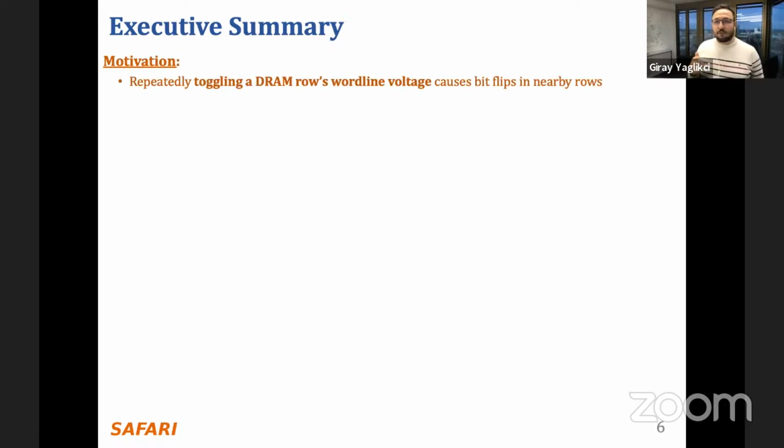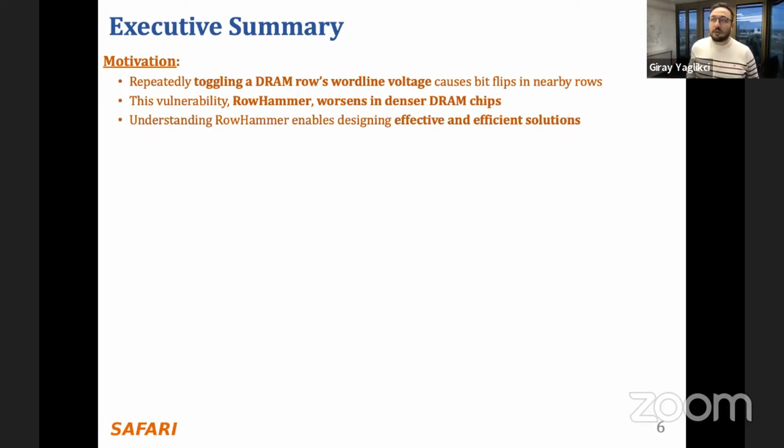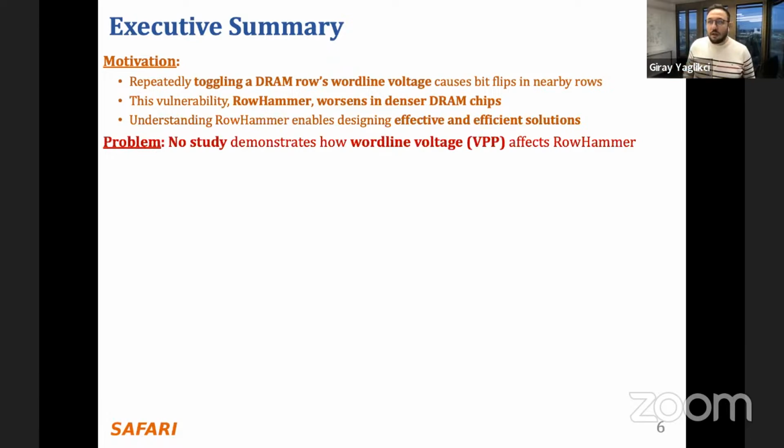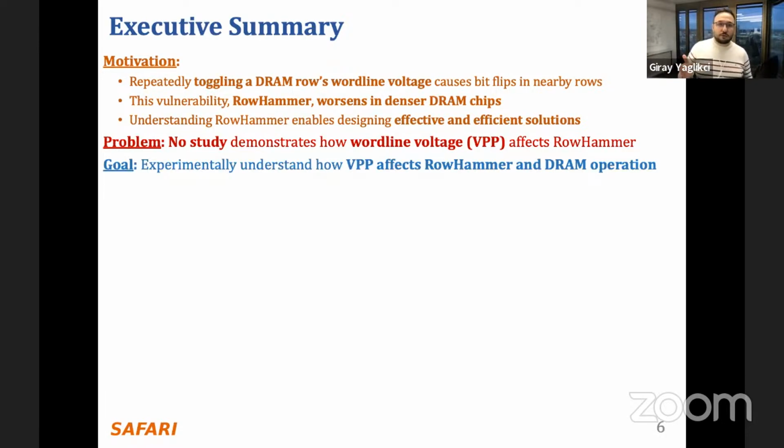So our motivation for this work is that repeatedly toggling the DRAM row's word line voltage causes bit flips in nearby rows. This vulnerability, called RowHammer, worsens in denser DRAM chips, so it's an important problem to tackle. Understanding RowHammer enables designing effective and efficient solutions. But no study before this work demonstrates how word line voltage affects RowHammer. We know that toggling the word line voltage has a huge impact on RowHammer, but we don't know how the magnitude of this voltage toggling affects it. So our goal is to experimentally understand and show how VPP, or word line voltage, affects RowHammer and DRAM operation.